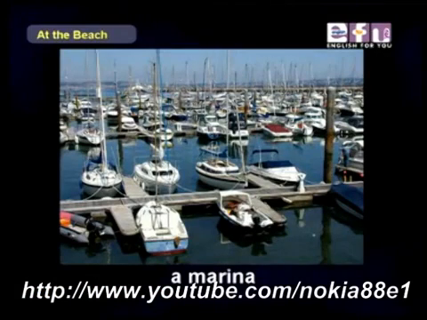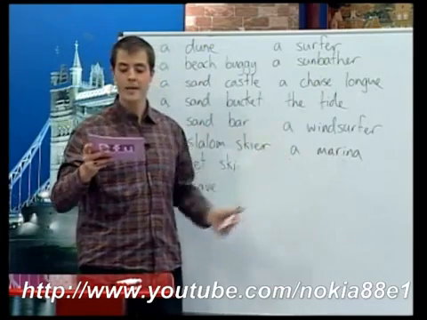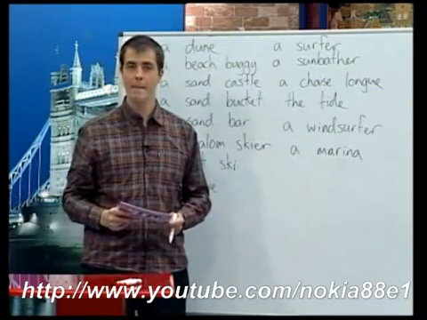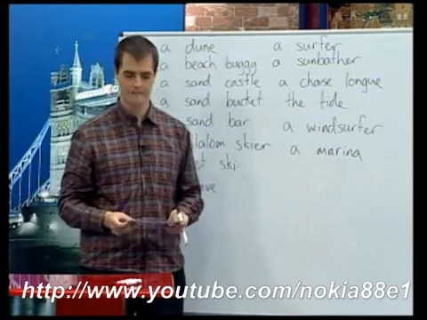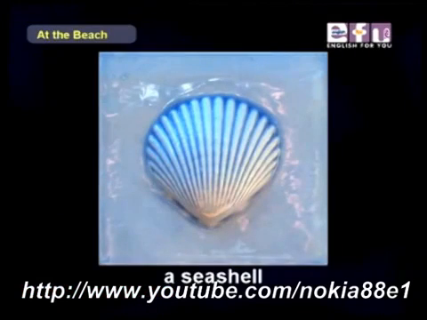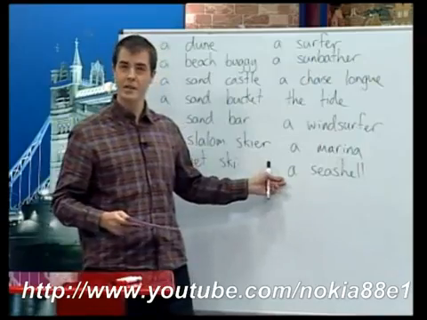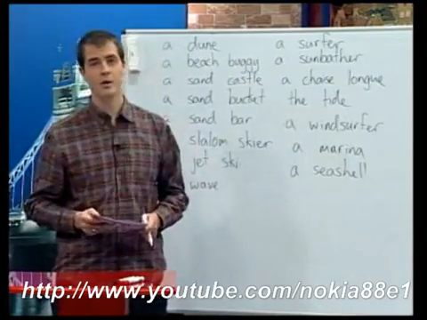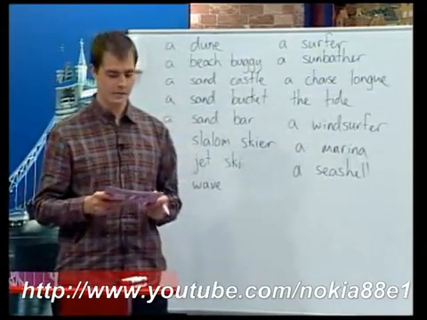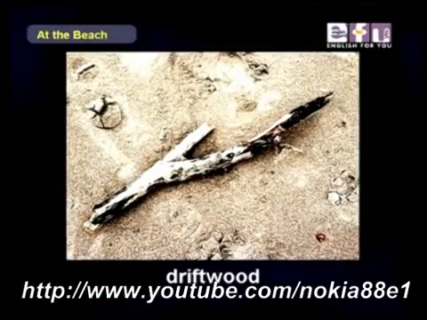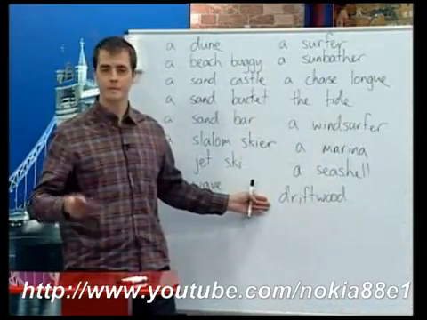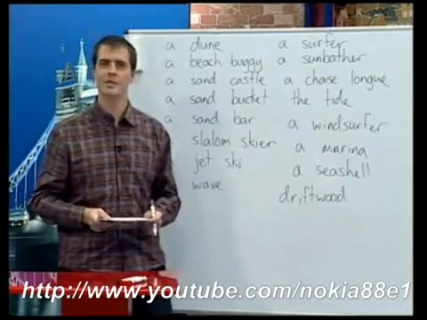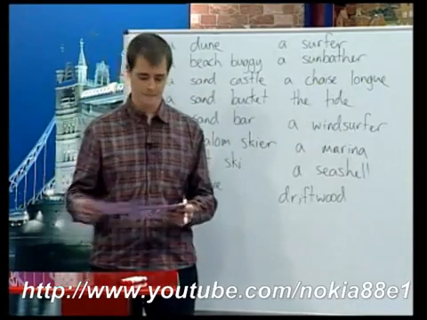Next, we have a marina. A marina is a small area of water where people keep boats used for pleasure. A seashell is the shell of an animal which can be found on ocean beaches, and there are many different kinds of seashells. And lastly, we have driftwood. Driftwood is wood which is left on the seashore.